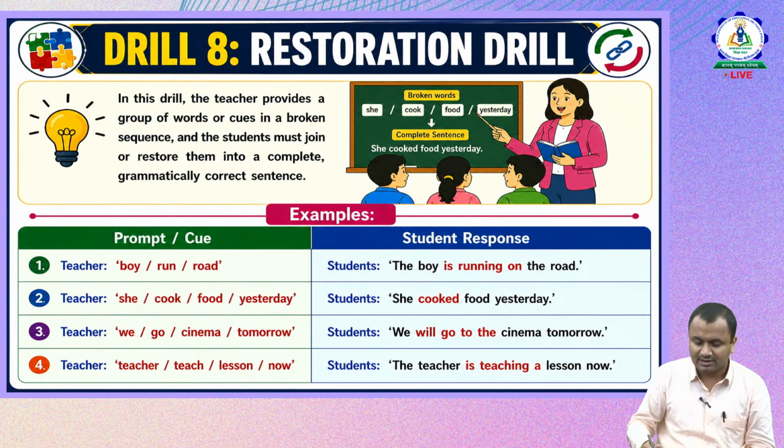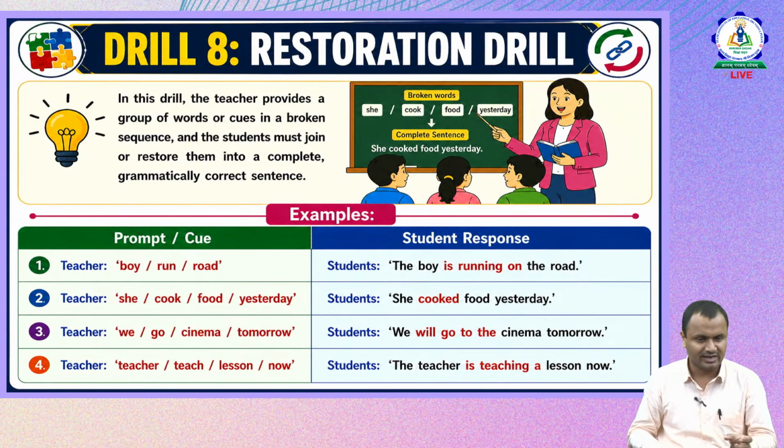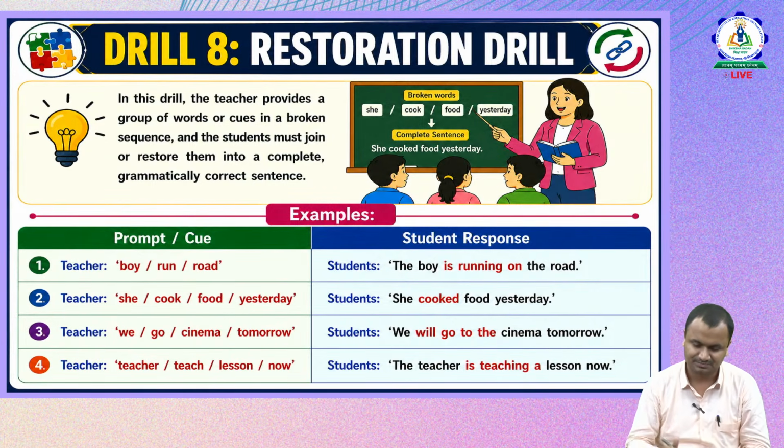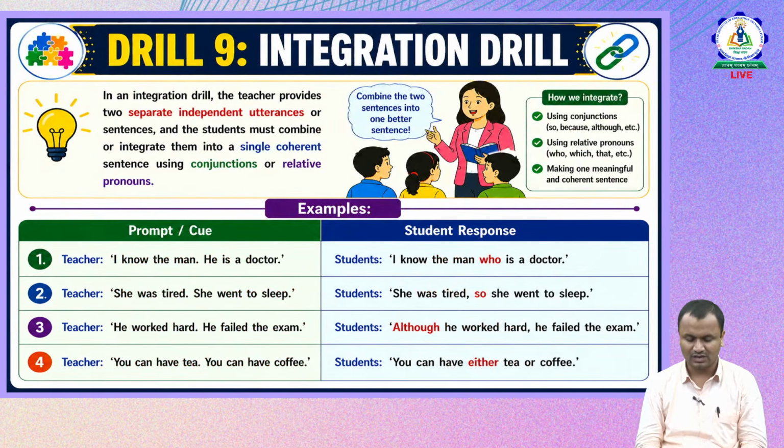So you can say the restoration drill is somewhat similar to jumbled sentences. We give the jumbled words, and students will restore those jumbled words into a particular grammatical, meaningful sentence. That's the restoration drill. Now the integration drill.